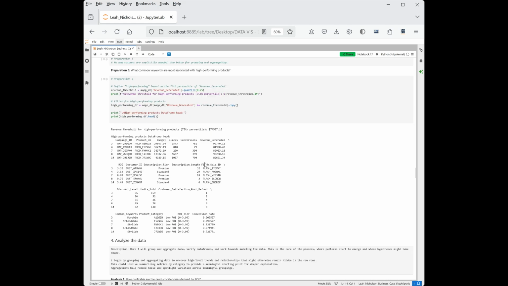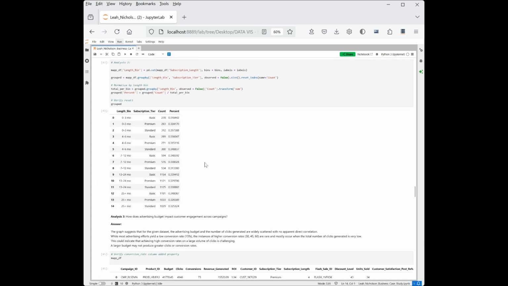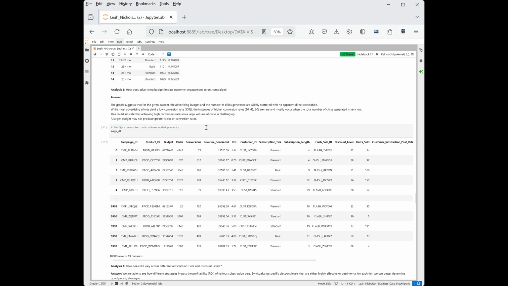And then going down to the analysis for question 3, the resulting graph from this data had shown that for this data set, the advertising budget and the number of clicks generated were pretty widely scattered with no apparent direct correlation. While most advertising efforts had yielded a low conversion rate of about 15%, the higher conversion rates were rare and mostly occurred when the number of clicks generated was low. So overall, this could indicate that achieving high conversion rates on a large volume of clicks is challenging.